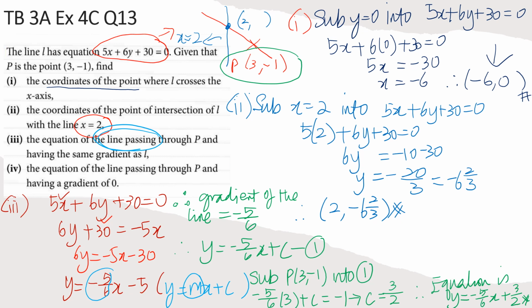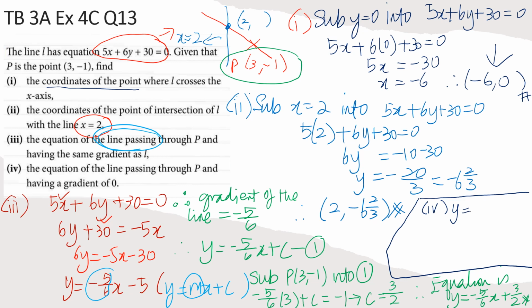Alright, let's look at part 4, coming to the end, so don't give up. What color should we use? Okay, dark blue. It's a bit messy, so I need to find a space to do part 4. The equation of the line passing through P with gradient 0. So what we are saying is that the equation of the line will just be y equals something.